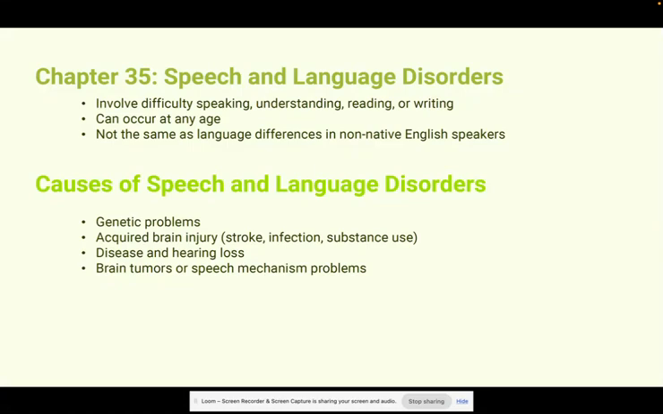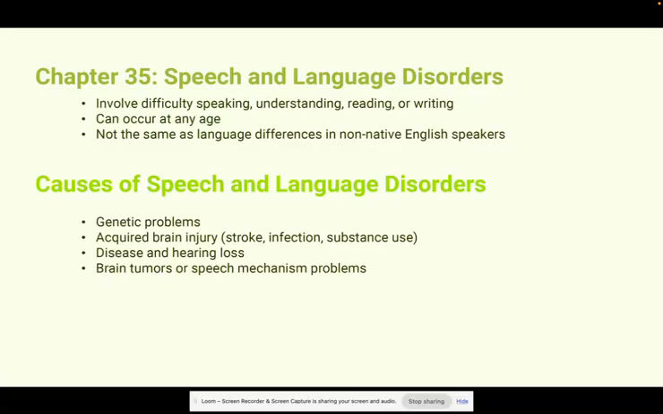It can occur at any age, but it is most common in elderly clients, especially clients who have existing illnesses like dementia, Alzheimer's, Parkinson's disease, etc. Again, this is not the same as language differences in non-native English speakers. That's not a disorder. If they cannot speak English because they have a different language, it's just that they don't understand English. It's not because they have language disorders.